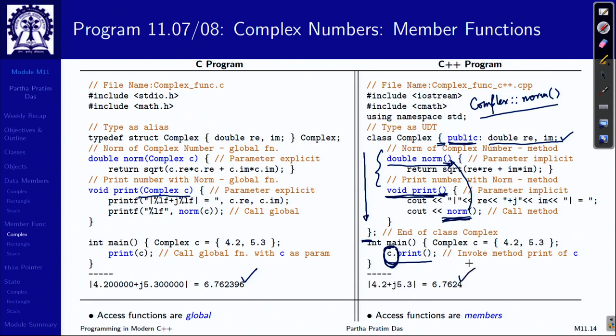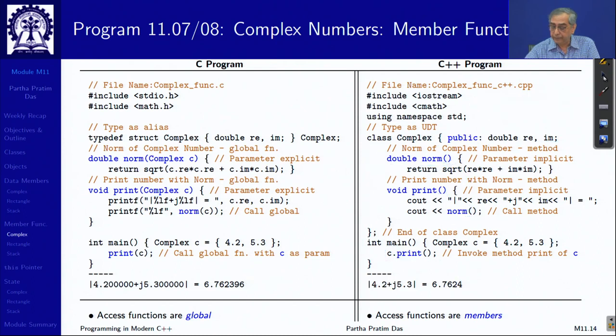The numbers look different. I had explained earlier, because the default formatting of double is different between the C library and the C++ stream. You can change that formatting and make them uniform.